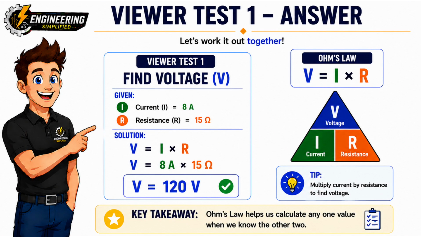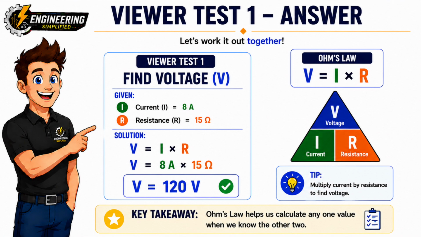We need voltage, so our formula is V equals I multiplied by R. The current is 8 amps and the resistance is 15 ohms. Substitute those values. V equals 8 multiplied by 15. 8 multiplied by 15 equals 120. Therefore, the answer is 120 volts. If you got 120 volts, well done.